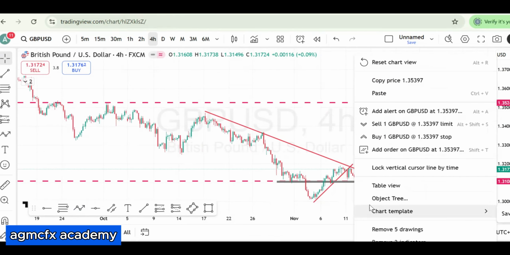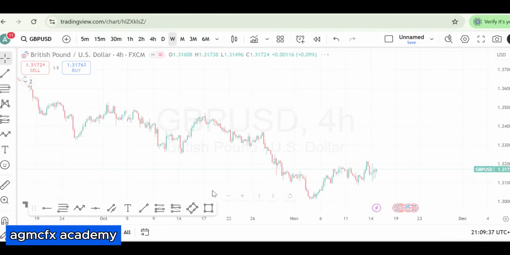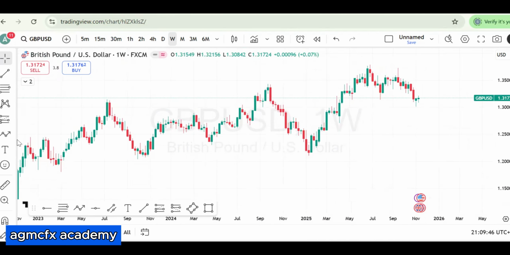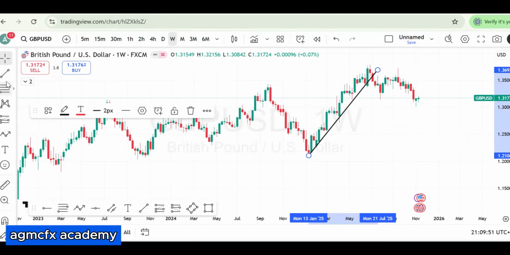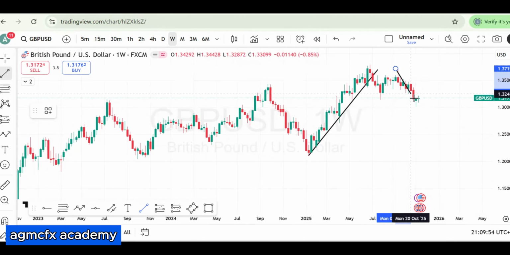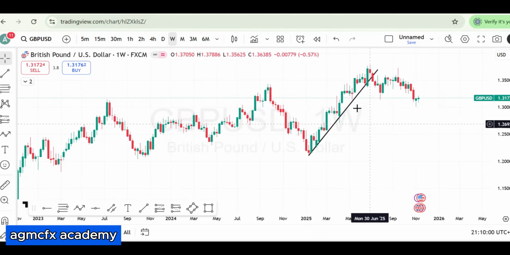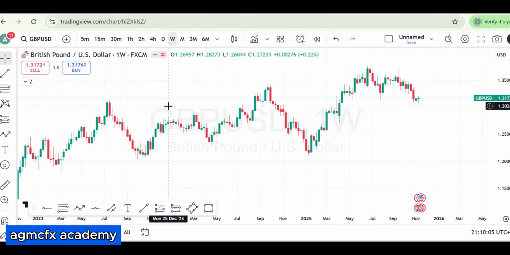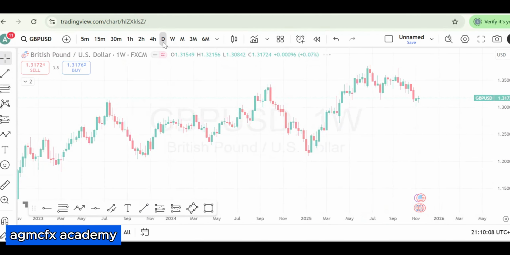This is GBP/USD. Let's go to weekly and see what the market is giving us on the weekly. This is the weekly time frame. And what do we have at the weekly time frame? So you can see an uptrend. Then you can see the market is forming a downtrend again. But can we say that this is the end of the downtrend? Let's see what the market is going to give us on the daily time frame.